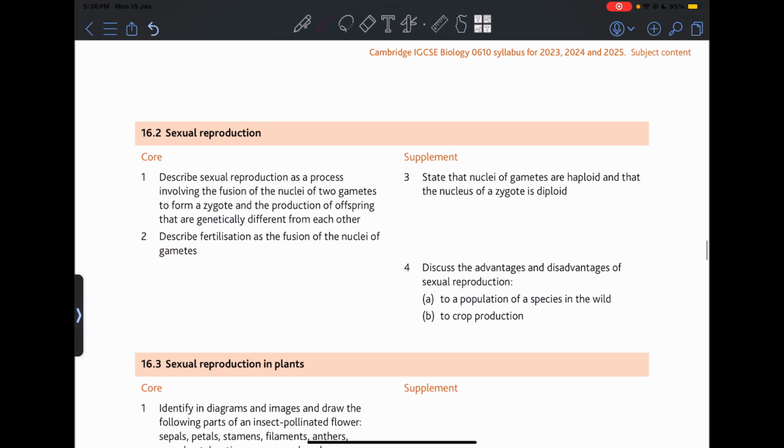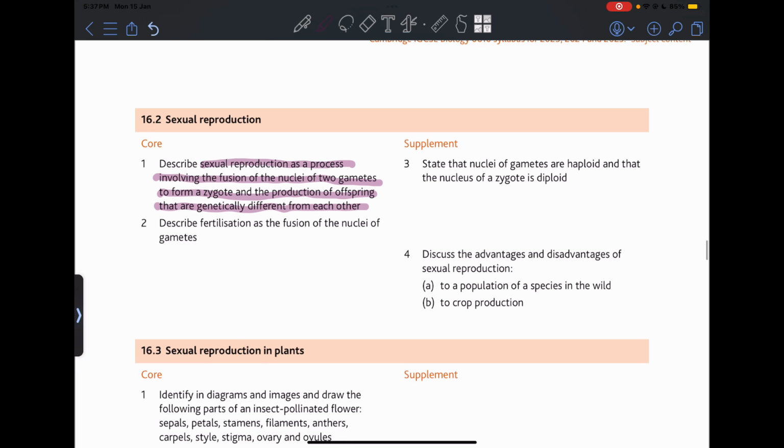16.2 is talking about sexual reproduction. Core and extended students have to define sexual reproduction as a process involving the fusion of the nuclei of two gametes to form a zygote, and the production of offspring that are genetically different from each other. So this is, as I said, the opposite of asexual reproduction. It involves two gametes, it involves two parents. So the gametes are actually from either the testes or from the ovaries. They will form a zygote by the fusion of both of their nuclei, and they will produce offspring that are genetically different, not genetically the same. Describe fertilization as the fusion of the nuclei of gametes. So this is another definition.